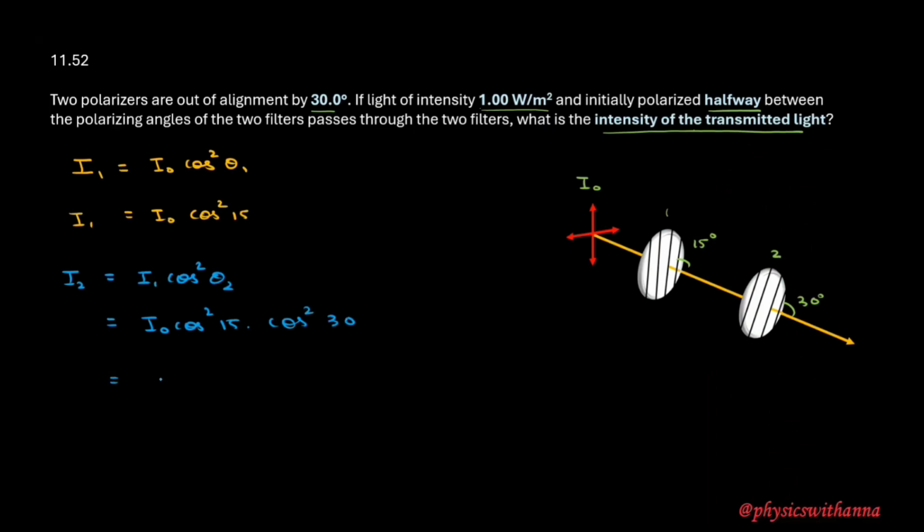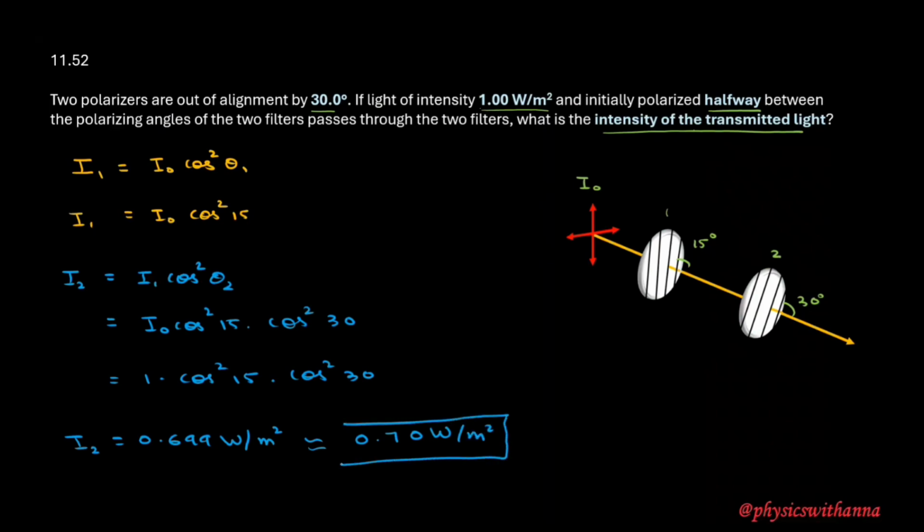So I naught is 1 watt per meter squared. So 1 times cosine squared 15 into cosine squared 30. That gives me I2 to be equal to 0.699 watt per meter squared, or you can round this off to 0.70 watt per meter squared. So this is the intensity of the transmitted light.